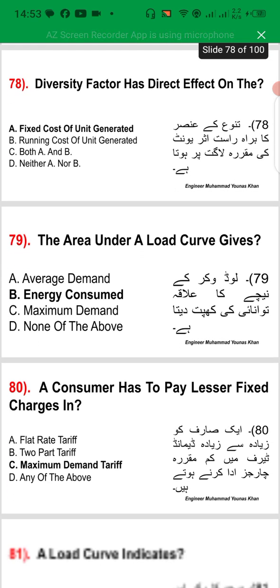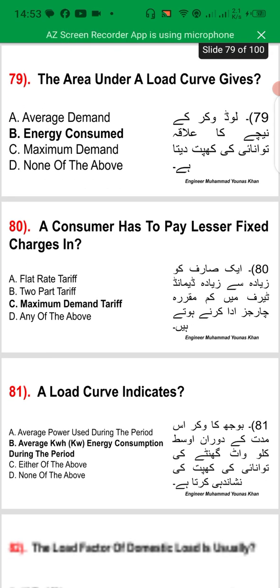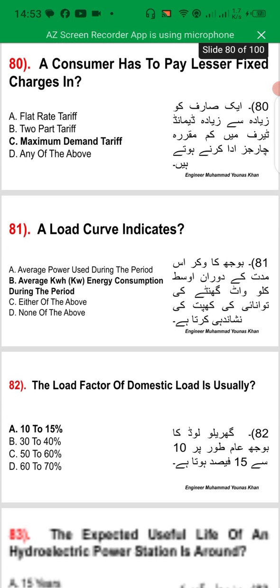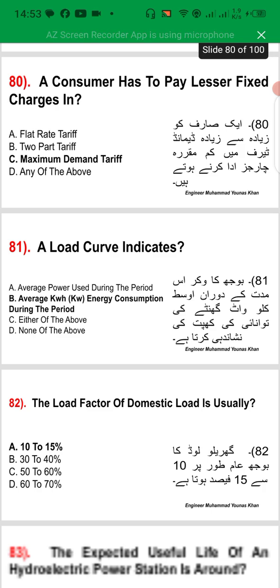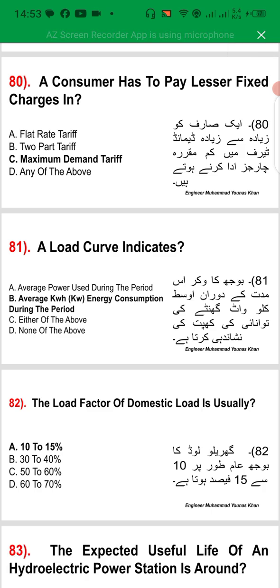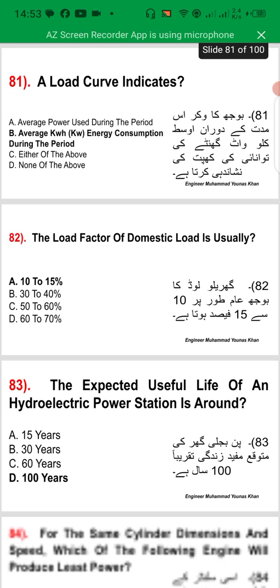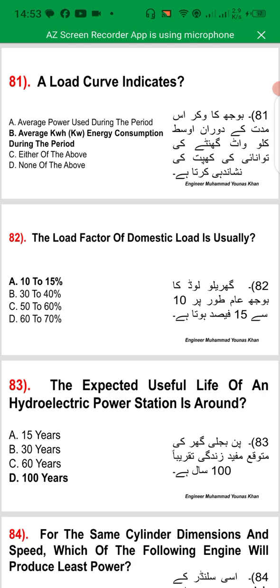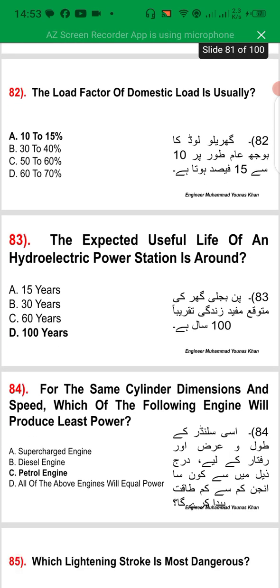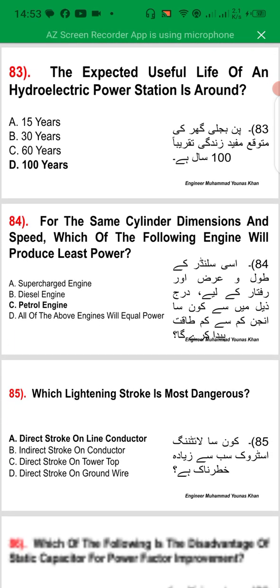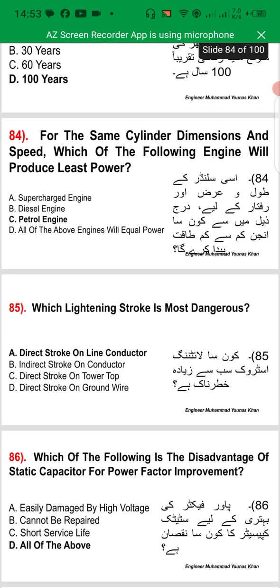Diversity factor has a direct effect on the fixed cost of unit generated. The area under a load curve gives energy consumed. A consumer has to pay lesser fixed charge in a maximum demand tariff. A load curve indicates average kilowatt hour energy consumption during the period. The load factor of domestic load is usually 10 to 15%. The expected useful life of a hydroelectric power station is around years.